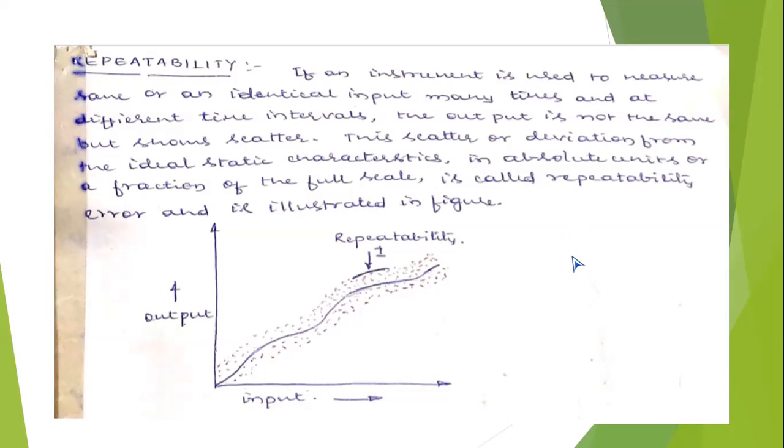Why are you getting the difference in reading? That is due to the influence of environmental conditions, that is temperature, humidity, and all those things which cause error in the instrument. What is the solution to minimize or avoid repeatability error? Just take the average of the measurements, the average of the result, and you can minimize or avoid repeatability error in the measurement.